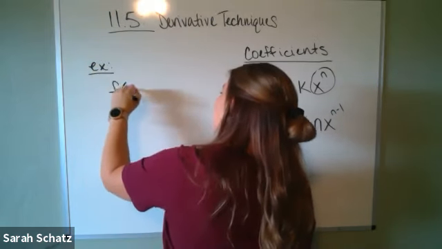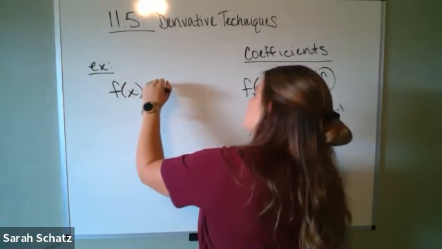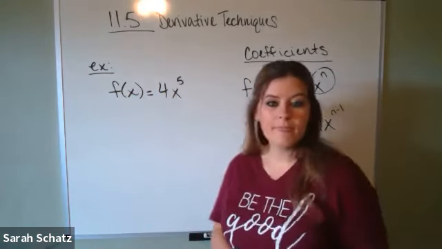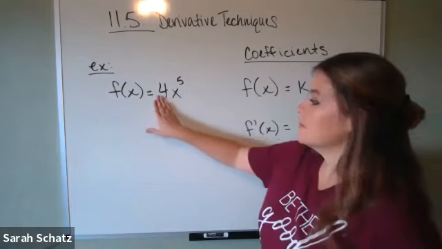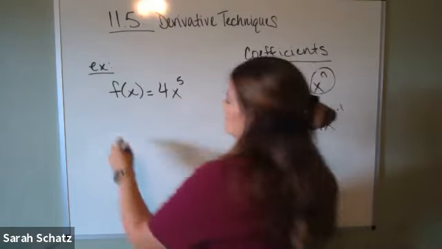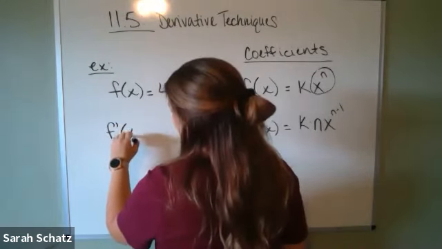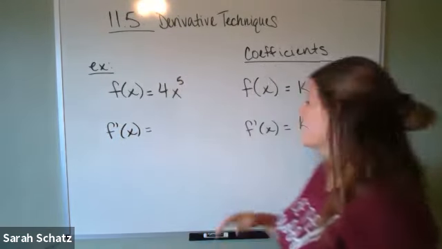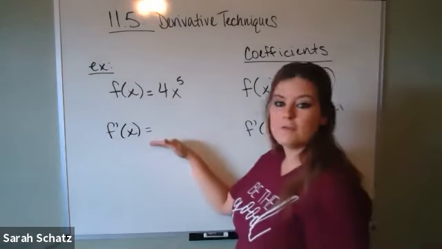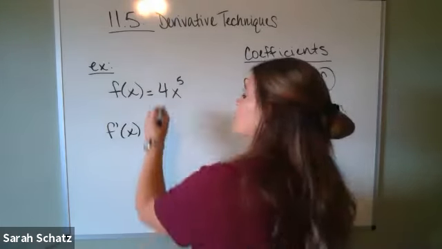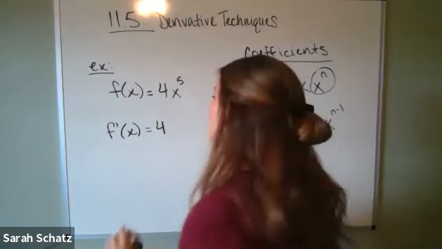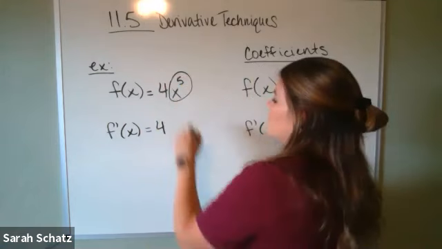So I've got f of x equals 4x to the 5th. So you can see here's the coefficient, here's the x to the 5th. And according to my rule, if I have a coefficient, it really just comes down. It just comes down into the derivative as is. So let's do that. We're going to bring the 4 straight down. It just comes with.